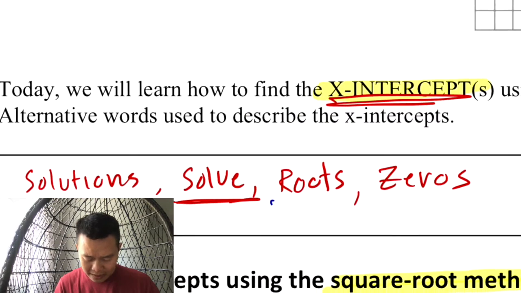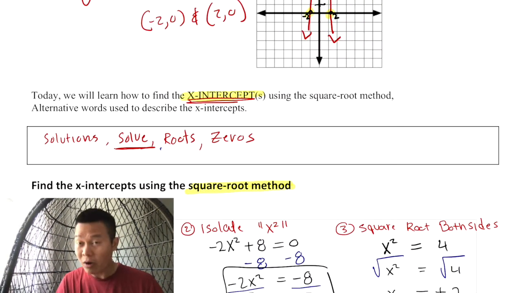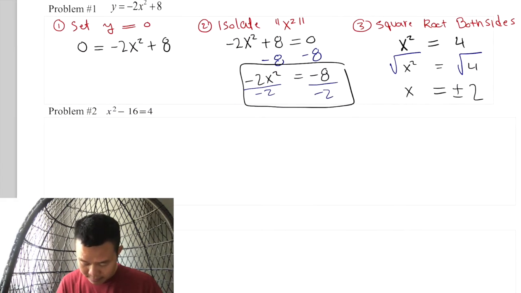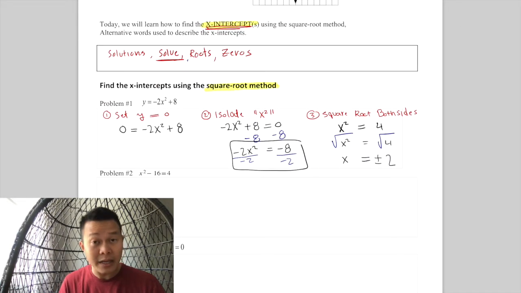And remember that it comes with a variety of different names, but they all mean the same thing. All right, so let me take you through a couple more problems solving using the square root method. I'm not going to write down the steps again, but you know the steps. There are 3 steps.